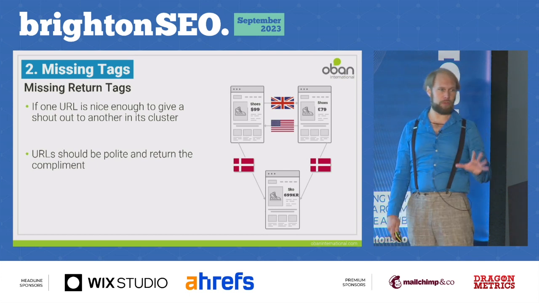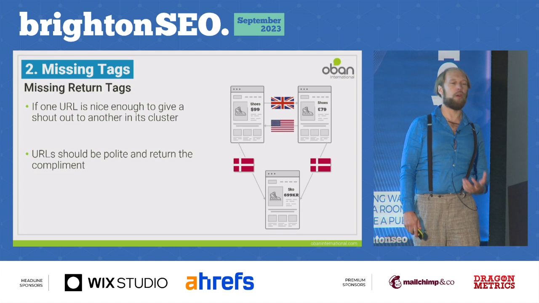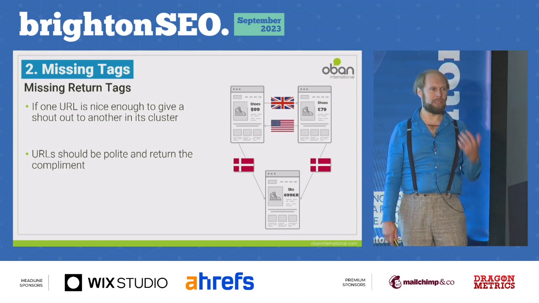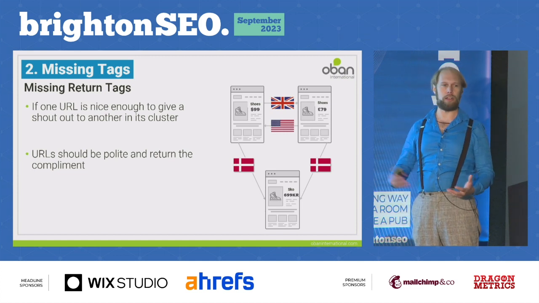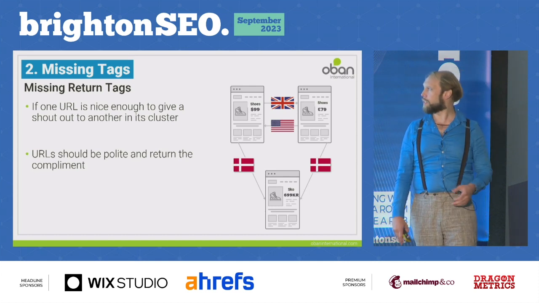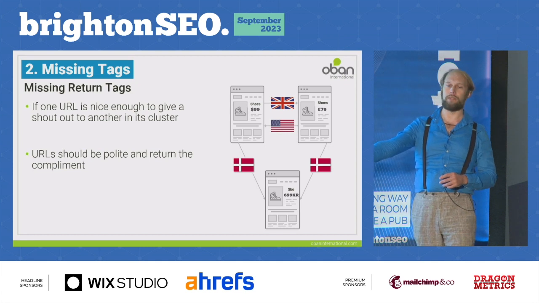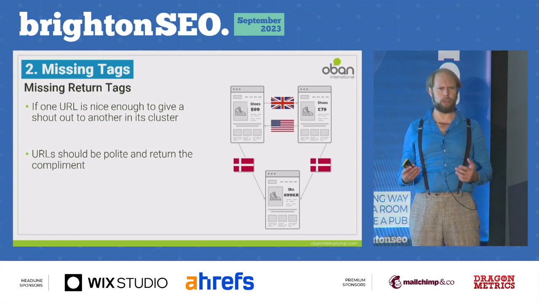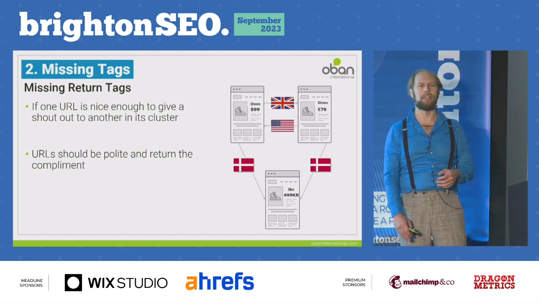Okay, so once we've checked that the codes, the tags are actually valid, we need to look out for whether we've got any missing tags. And the biggest problem usually is missing return tags, where you've got some tags pointing from one URL, but the other URLs aren't replying. So here we've got the UK and the US page. They're being very polite. They're saying, yep, there's the UK page, there's the Danish page over there. And then we're going to the Danish page, and Google's saying to the Danish page, right, okay, so you're the Danish page for Denmark, right? And yeah, we've got a self-referencing tag, yeah, okay.